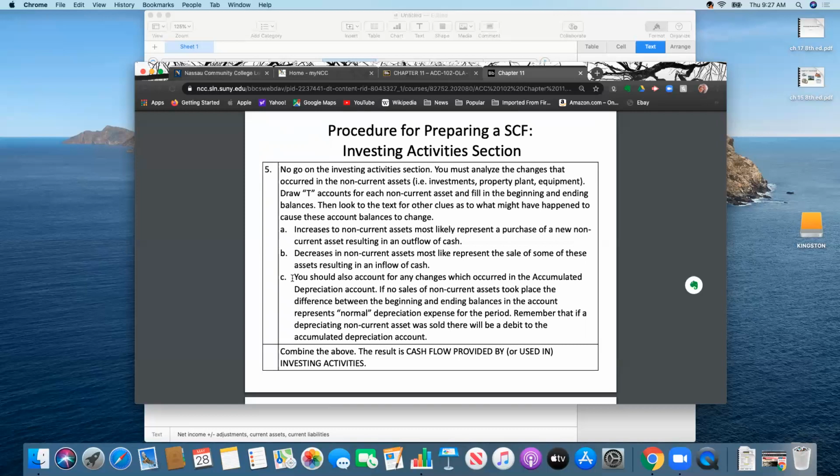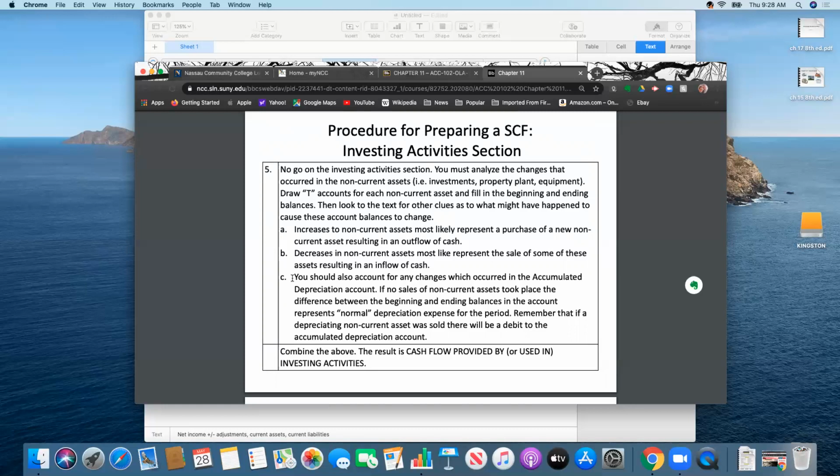Right. Now, investing activities. Analyze the changes that occurred in the non-current asset accounts. What I like to do is I like to draw T accounts for each one. I fill in the beginning and ending balance. And then I try to figure out why did it change. Now, sometimes there'll be text in the problem that'll tell you things. Always look for that first.